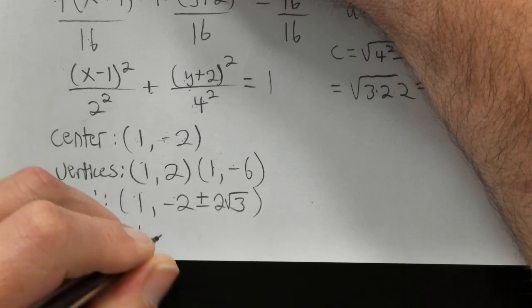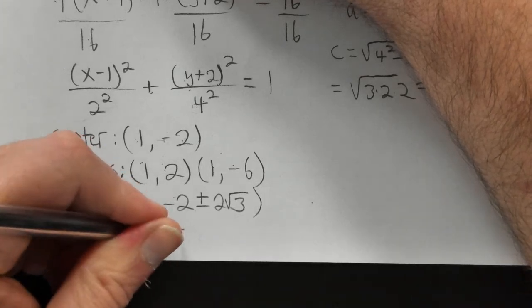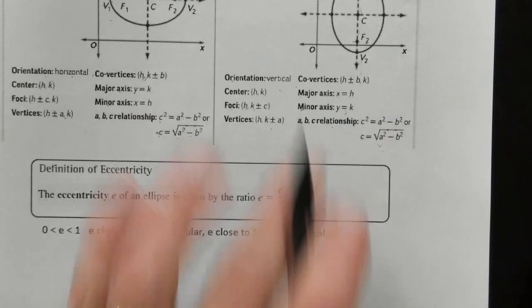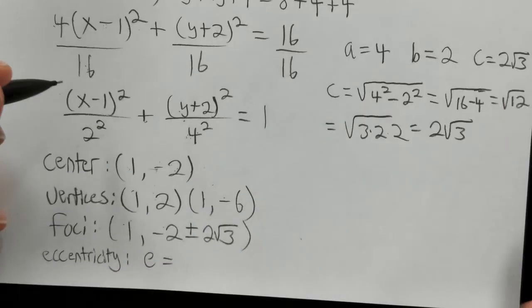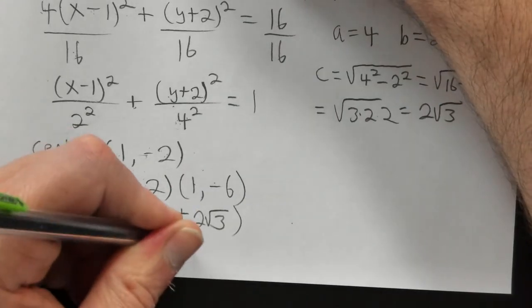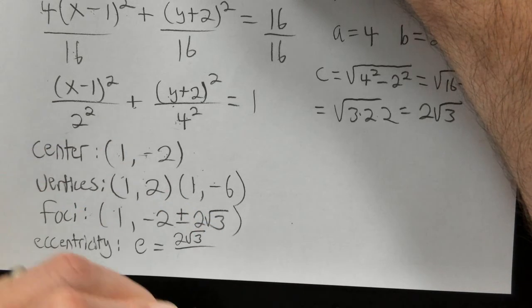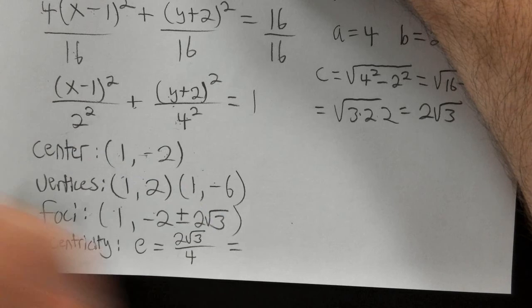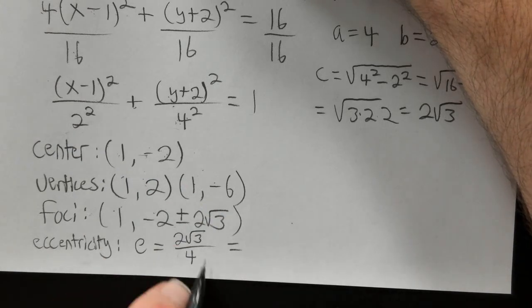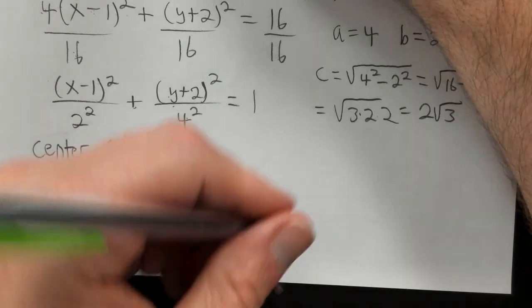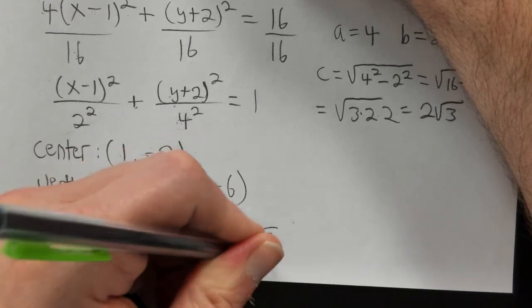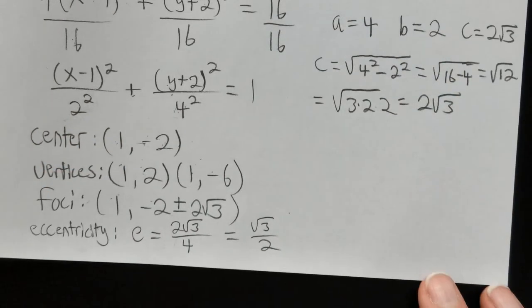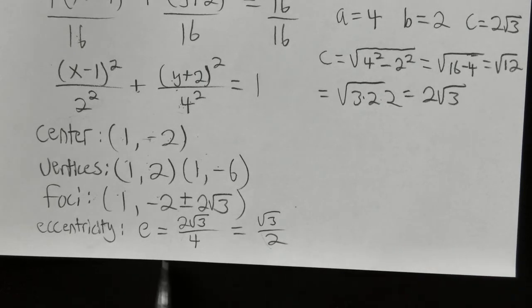All right. And remember, my eccentricity, E, is equal to C over A, right? So we'll go C, which is 2 square roots of 3, over A, which is 4, and that can actually reduce some, right, to square root of 3 over 2. Now, if we wanted to see how close that was to 1, then we'd have to make a decimal out of it, or how close it is to 0 and whatnot.